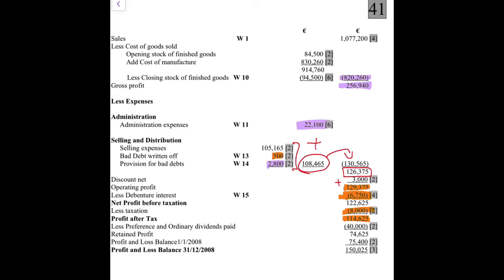Then you need to take out your dividends. Less dividends paid of €40,000, also coming straight from the trial balance. Okay, it's an easy 2 marks there.